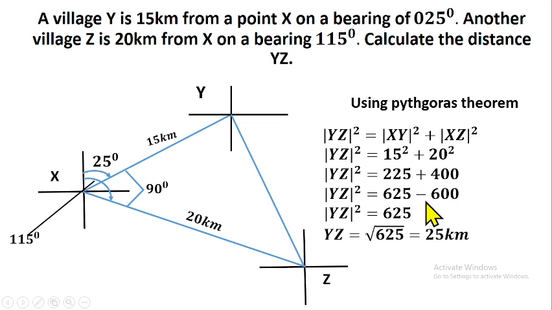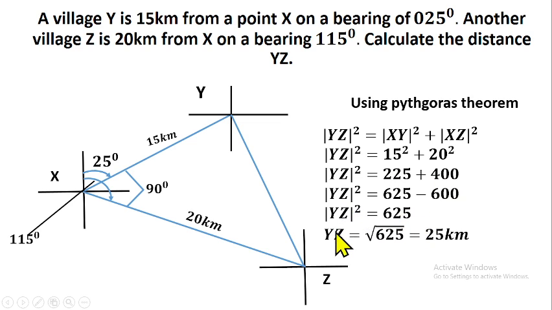Oh sorry, there's an error here. This one is not part. The answer is 225 plus 400, that gives us 625. Please, this is a typographical error. It's not minus 600. There's nothing like that there. So omit this one. The answer is 625. So you can just eliminate this step. Please eliminate this step. 225 plus 400 gives us 625.